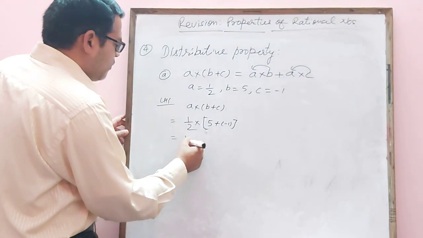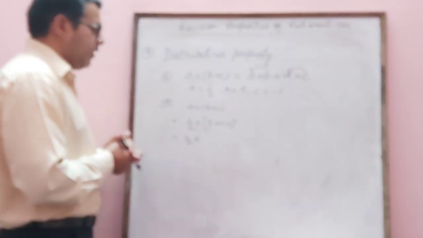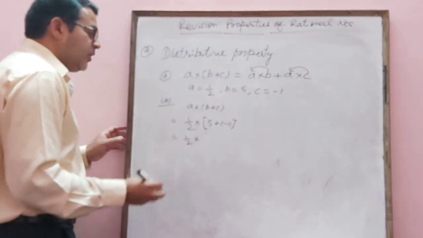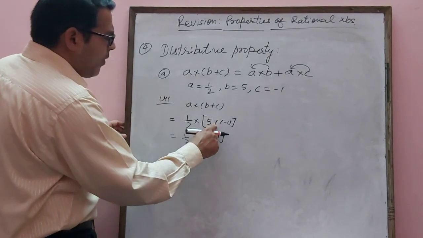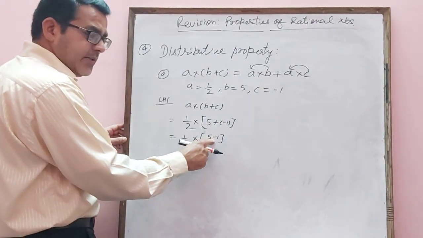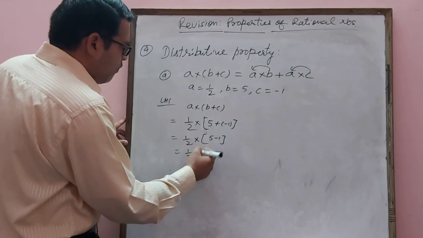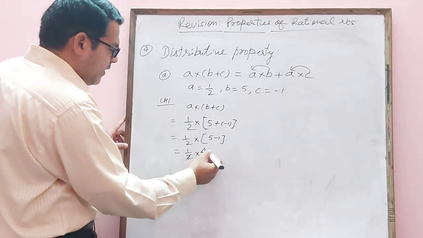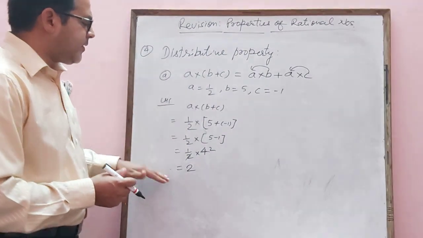So 1 by 2, as per the BODMAS rule, we will go with the bracket first. We need to solve the things inside this bracket. So what can we write? We can write 5 then minus 1. When you open the bracket here, plus and minus in multiplication gives minus. So we can write 5 minus 1. So 1 by 2 into (5 minus 1), we know it is 4. Now 4 is divisible by 2, 2 times. So the value of the left hand side is 2.